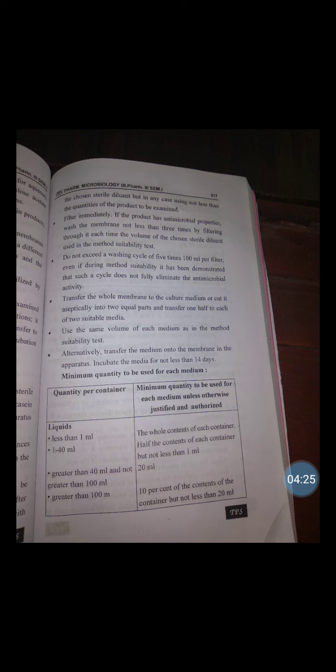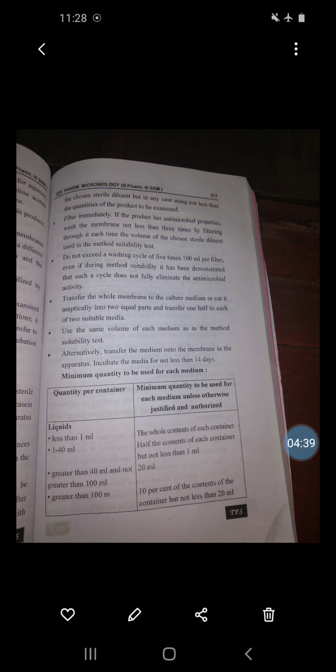Wash the membrane not less than 3 times by filtering through it each time the volume of the chosen sterile diluent used in the method suitability test. Do not exceed a washing cycle of 5 times 100 ml per filter, even if during the method suitability test it has been demonstrated that such a cycle does not fully eliminate the antimicrobial activity.